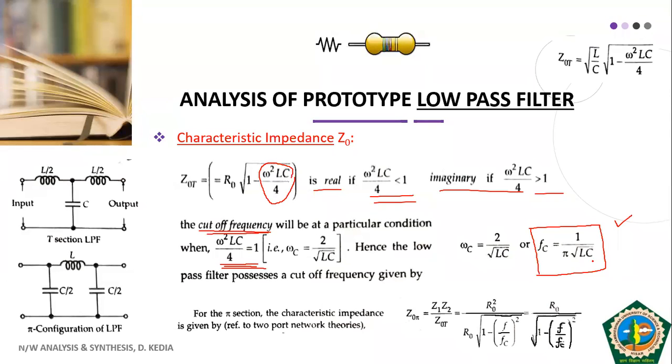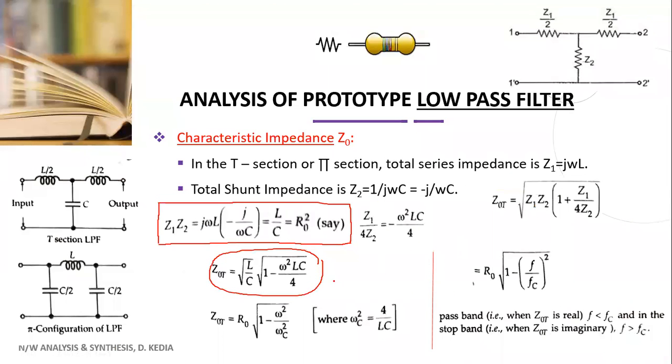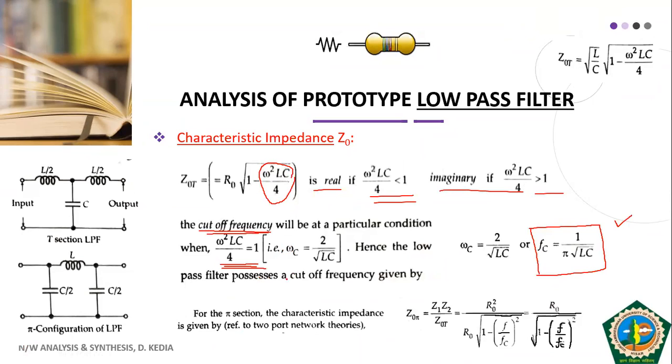That's it. So what we have done for prototype low pass filter, we have obtained the characteristic impedance value. We have obtained the characteristic impedance value in the form of F and FC. Okay. We have obtained the value of Z1 into Z2, that is equal to L by C. And lastly, we have obtained the value of cutoff frequency for prototype low pass filter. Okay. So this was for T section low pass filter.